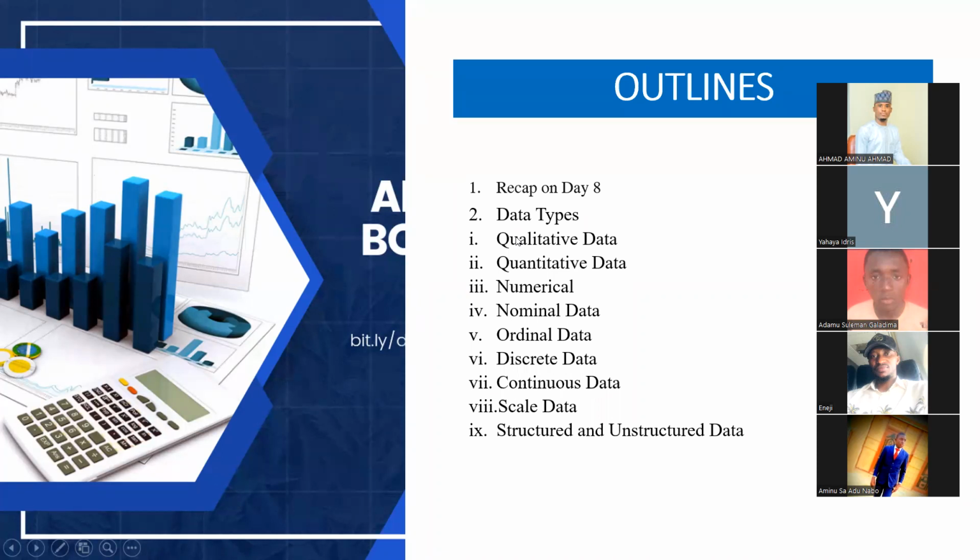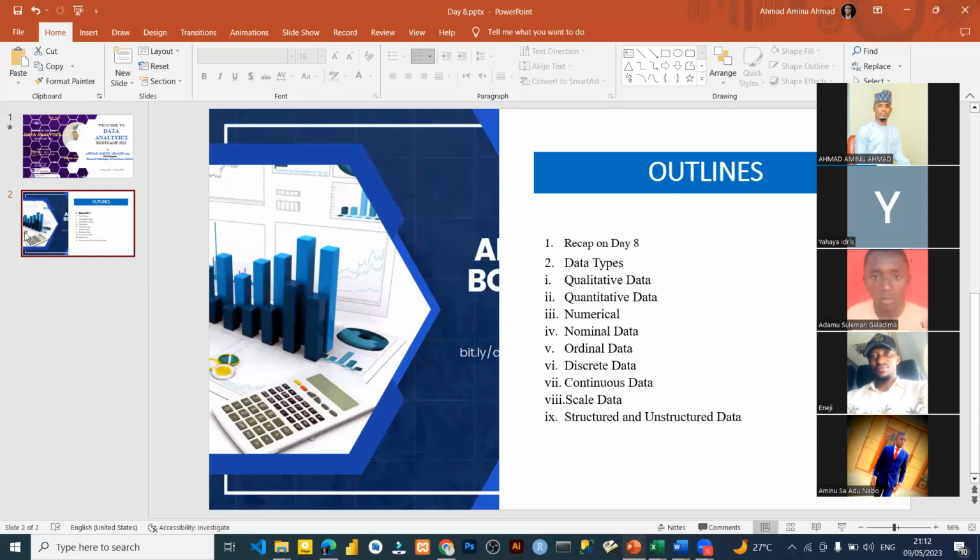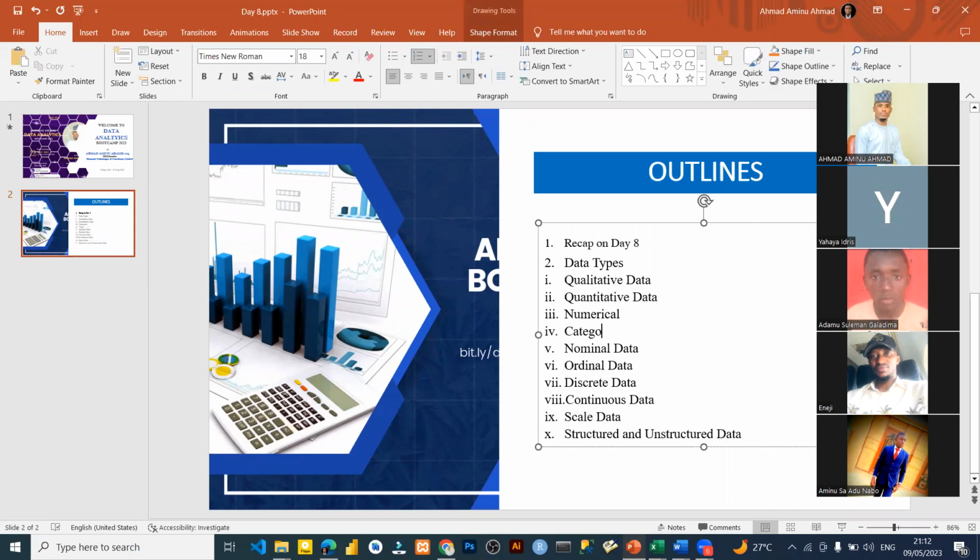Then we'll talk about data types. Today, we'll discuss data types: qualitative data, quantitative data, numerical data, nominal data, ordinal data, discrete data, continuous data, then structured and unstructured data. I forgot one that I'm supposed to put here, and we are going to treat it also. Let me put it here. I'll call it categorical data.